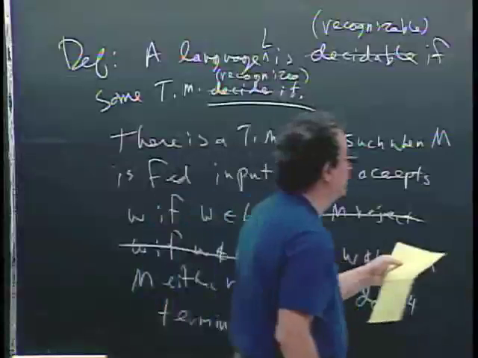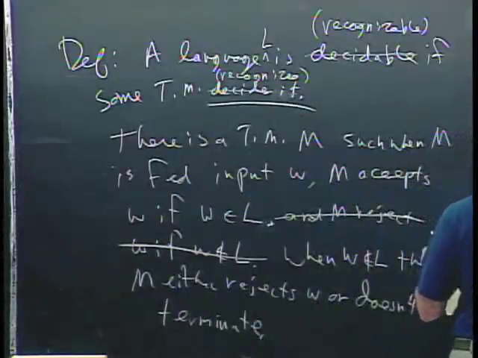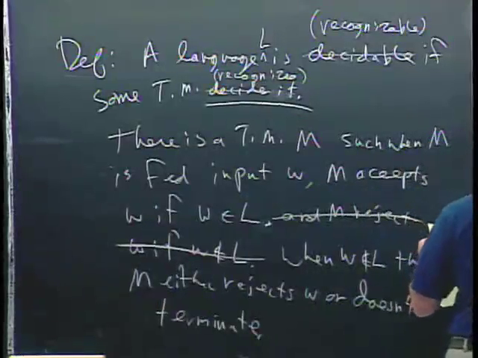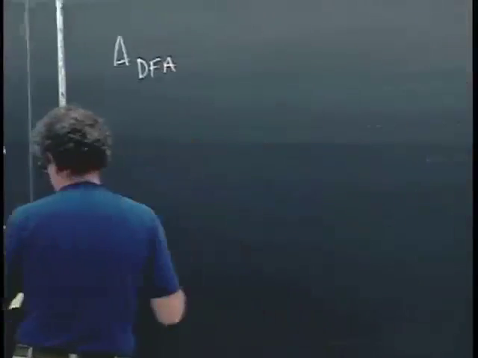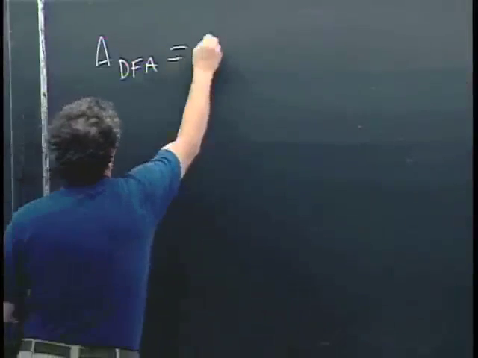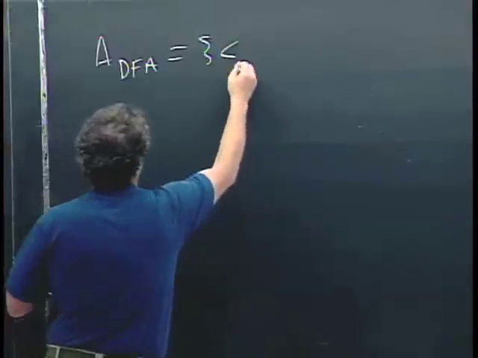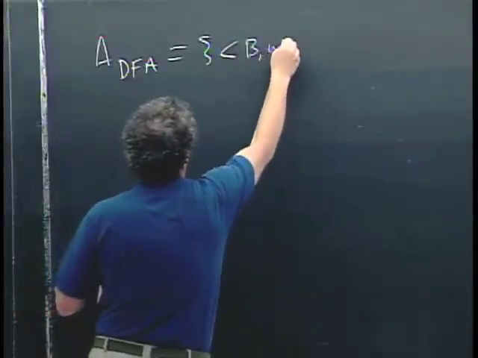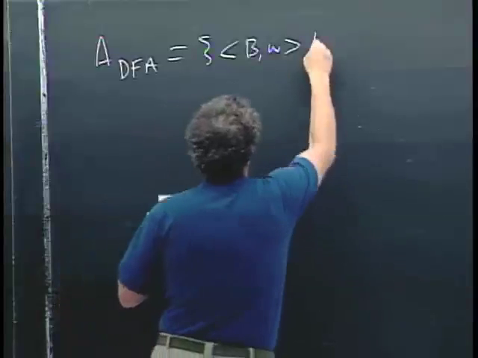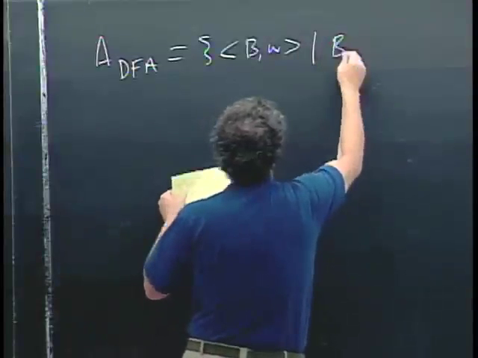But we're going to start out with languages that are related to DFAs. And this will also introduce a kind of a new viewpoint that is really necessary for when we prove that there are languages that are undecidable.